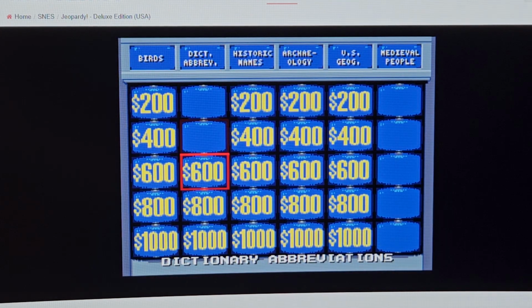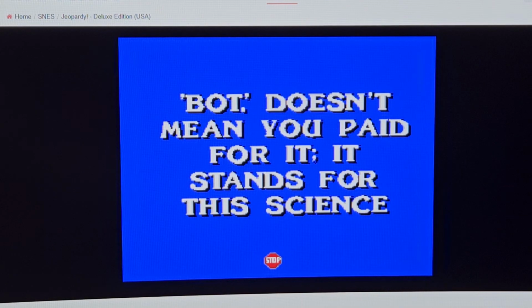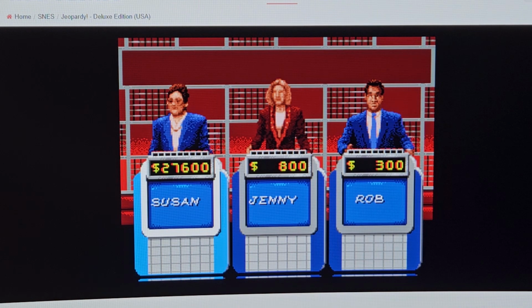Okay, let's try abbreviations for 600. The answer is: bot doesn't mean you get paid for it. It stands for this science. What's botany?